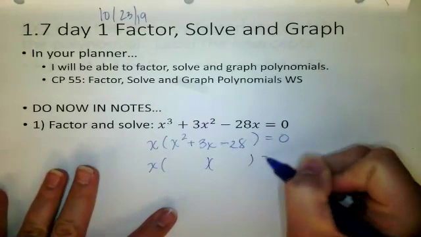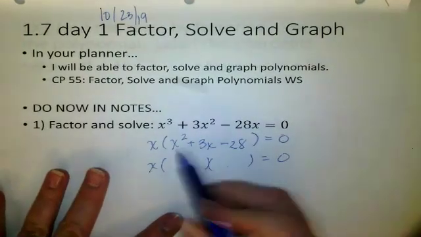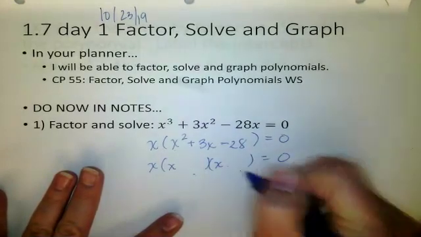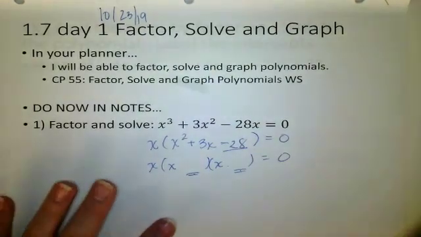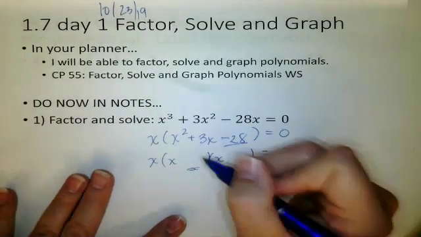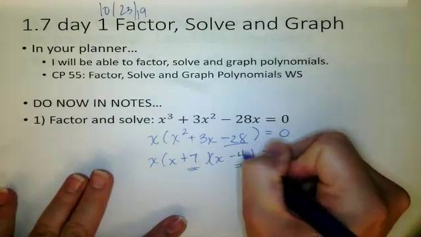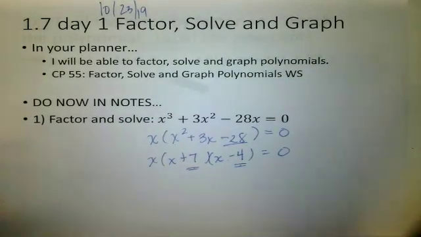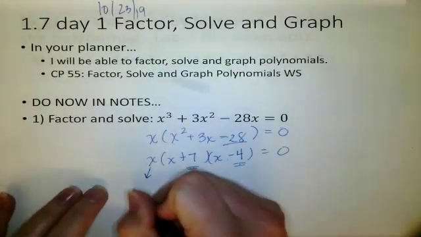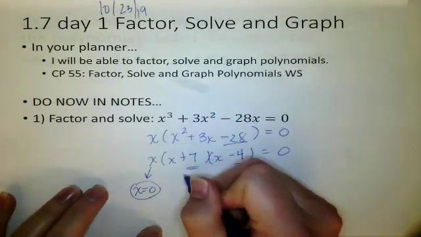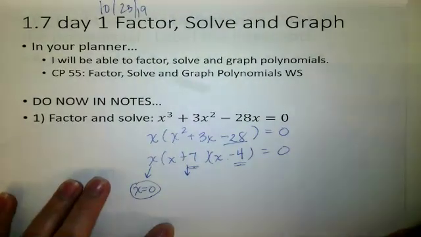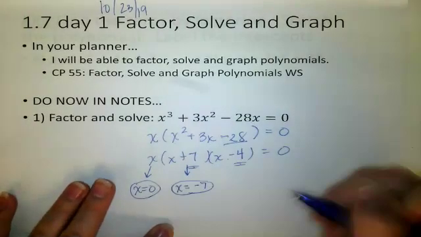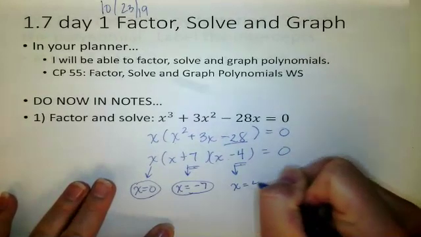Factor the leftovers. What times what is X squared? X times X. And then last times last has to be negative 28. What do we get? Positive 7, negative 4. Very good. And then how do you actually do the solving part? Set each thing equal to 0. So we set the bubble, X plus 7 equals 0, and then move over the 7 so we get X equals negative 7, and then X equals positive 4.